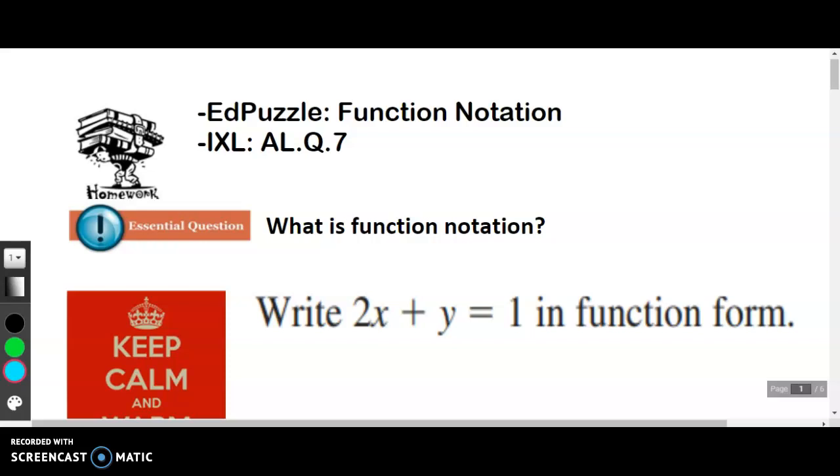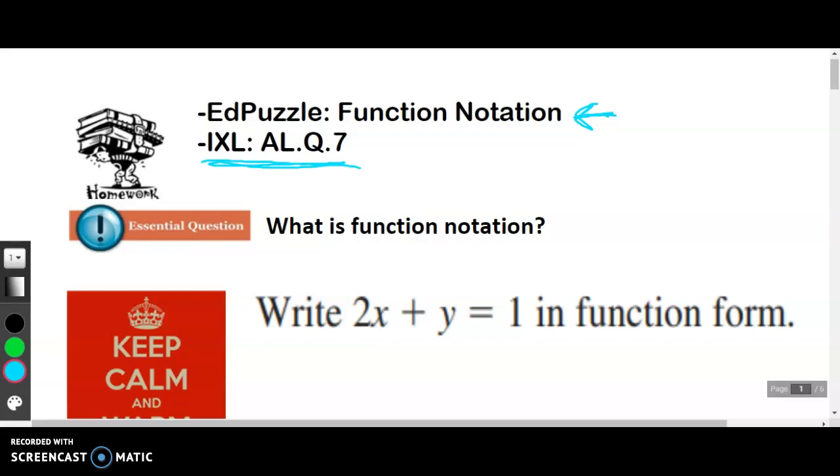Please, if you have not already done so, before you watch this video, watch the Edpuzzle video and answer the questions. I want you to do that before you do this, or else some of the things that we talk about are not going to make sense. You'll see that function notation, the Edpuzzle, is already done if you're watching this video. For homework, you just have to do the IXL, AL for algebra.q.7, and that will be found as a link in Google Classroom where you found this video.